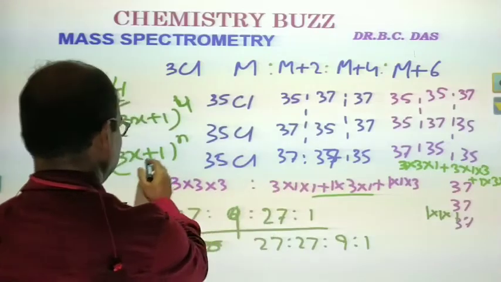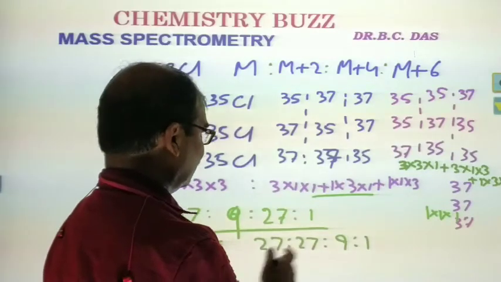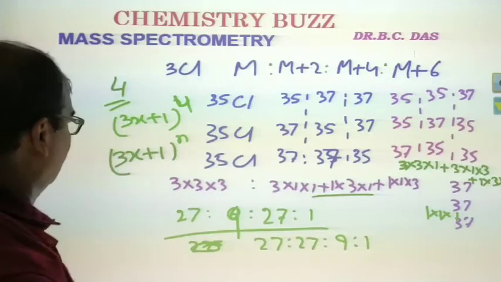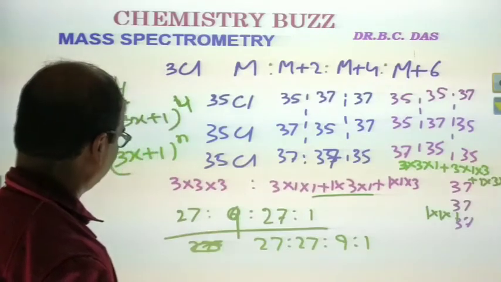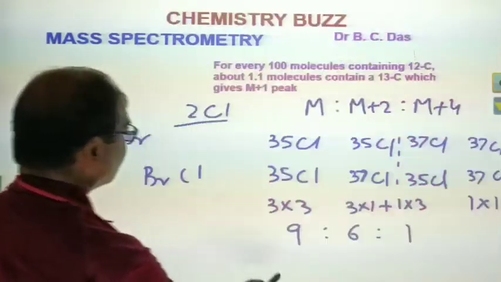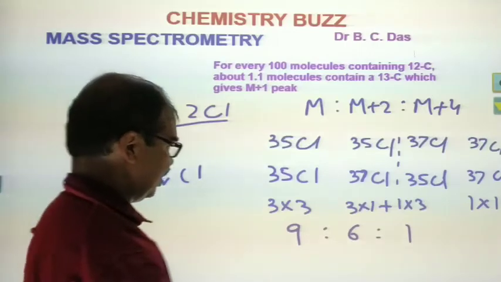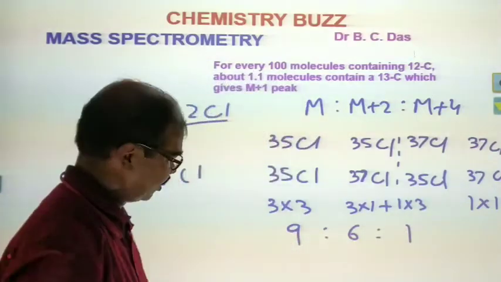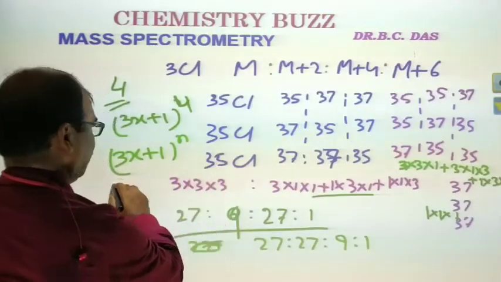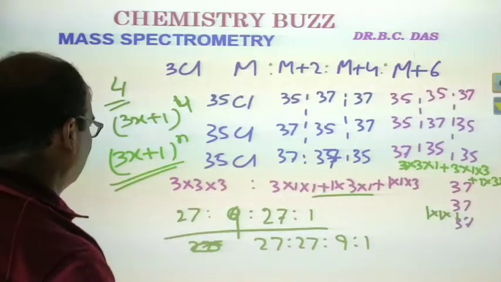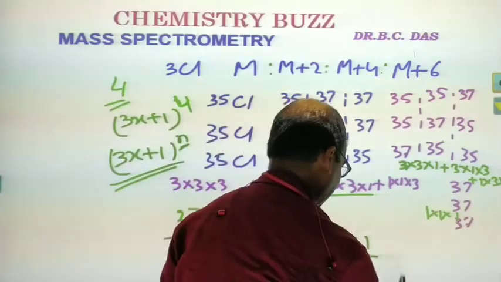If n is 1, then it is 3 is to 1. If it is 2, we have already calculated, 9 is to 6 is to 1. So (3x plus 1) squared gives 9x squared plus 6x plus 1. The coefficients determine the ratio. In this way, you can find the coefficients by following the simple formula. You just put the number of chlorine atoms here and you will get the ratio as the coefficients of this expansion.